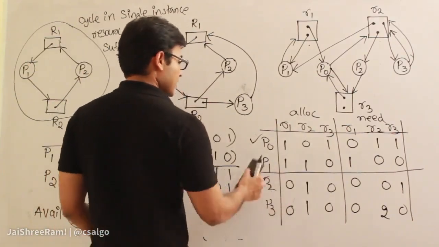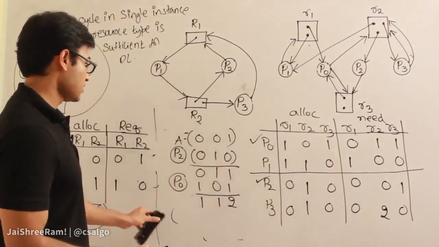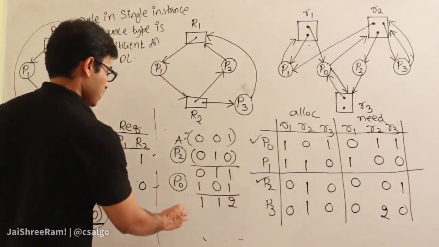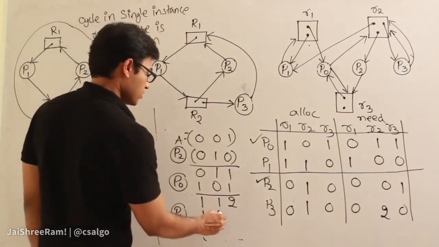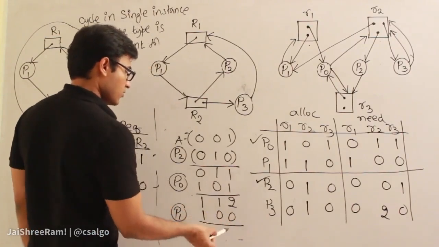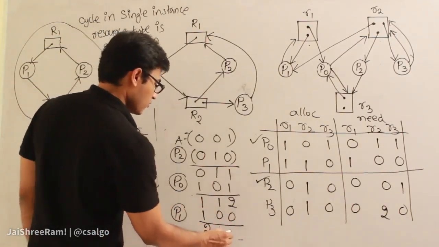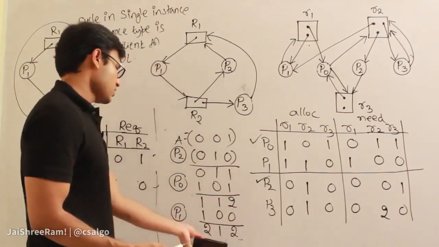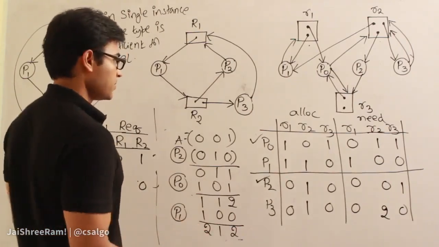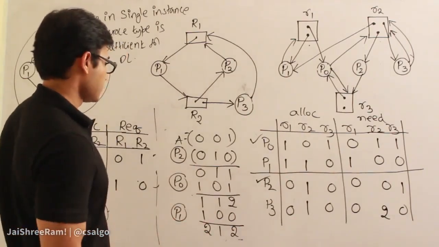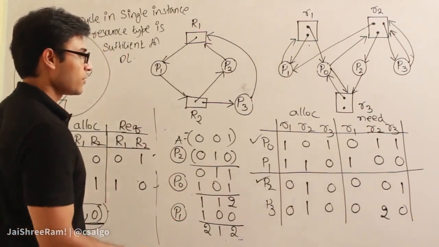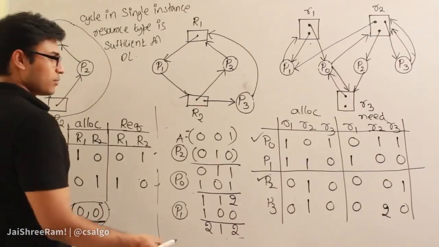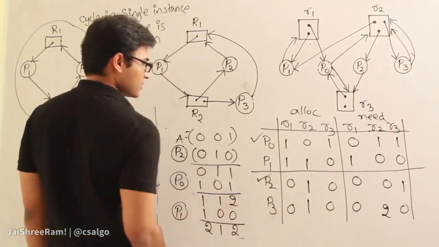So now P1 can be satisfied, which has the requirement of 1 0 0, right? Therefore if you satisfy P1, it is going to release 1 0 0, right? And therefore the new availability now is 2 1 2, right? So now using 2 1 2, can you satisfy P3? P3 is not getting satisfied. Okay, I don't know where I have gone wrong, and I don't know whether all the processes have to be satisfied or not here.